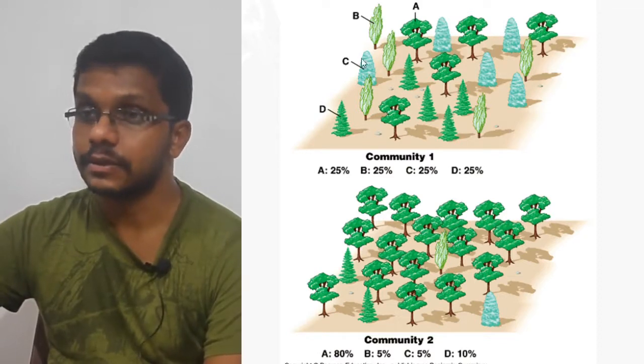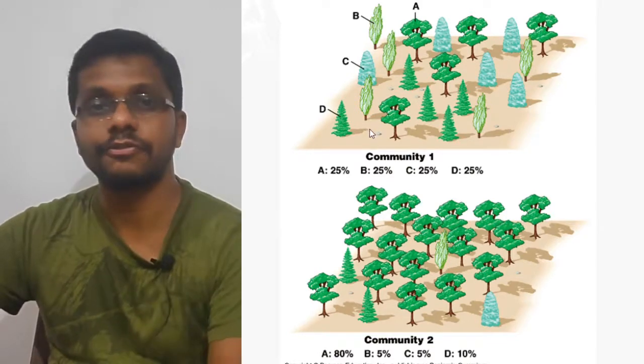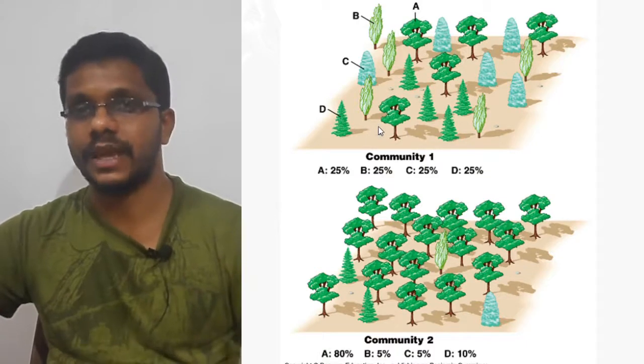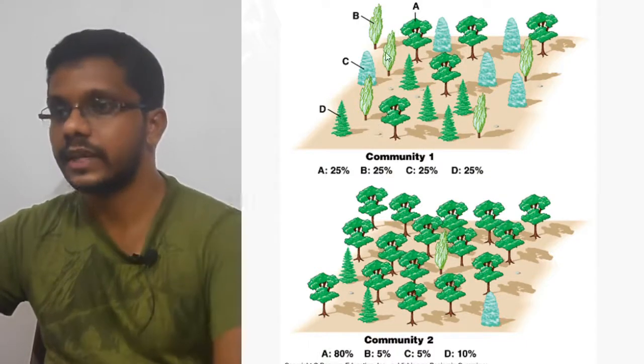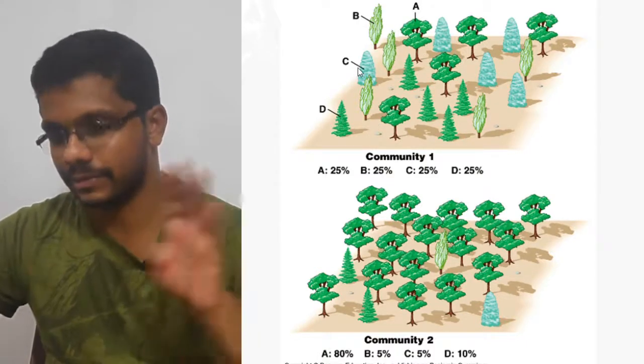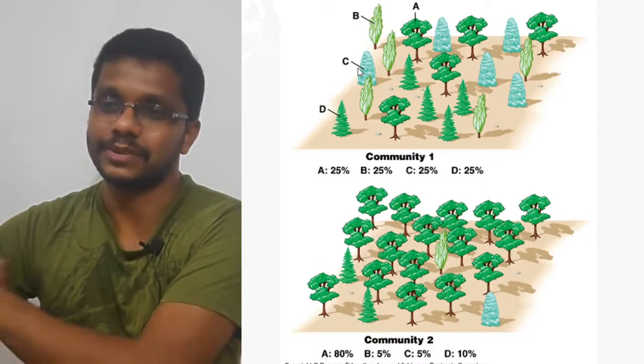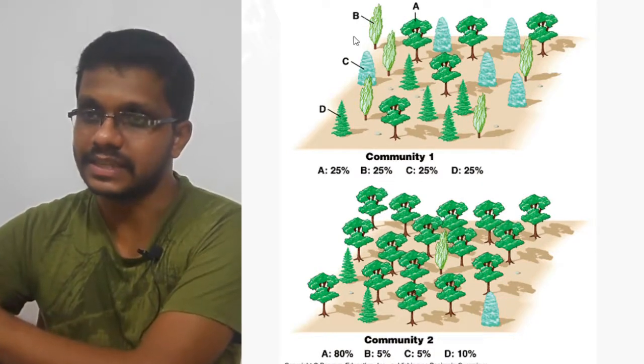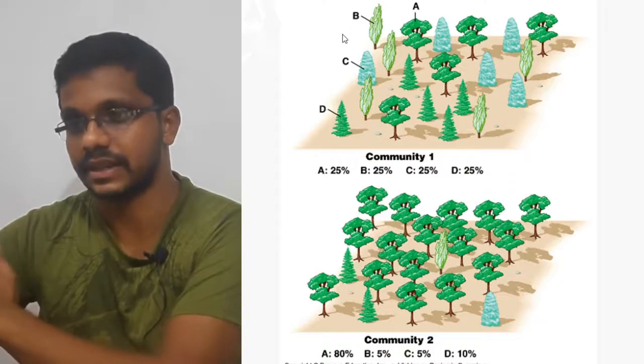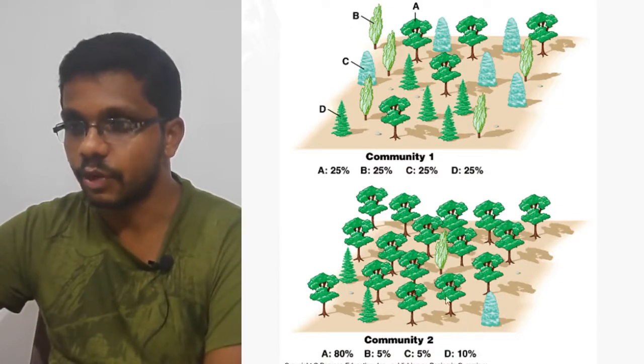That means both of these communities have 5 different types of species. The alpha abundance is 5. So here we can see five, actually four, sorry, 4 different types of individuals. You can see A, B, C and D. 4 different types of individuals are here. Here also we can see 4 different types.